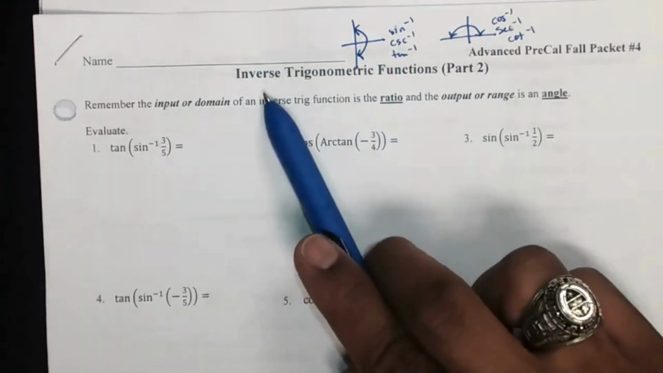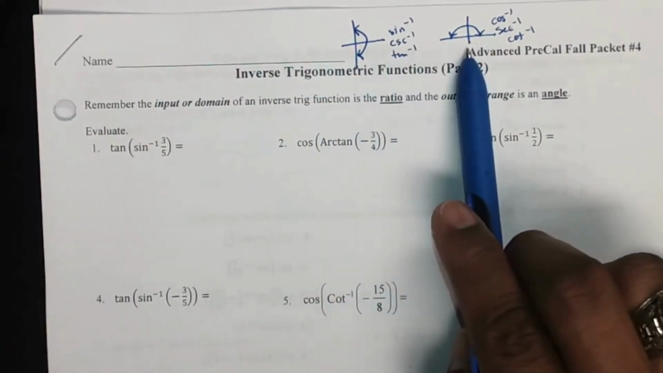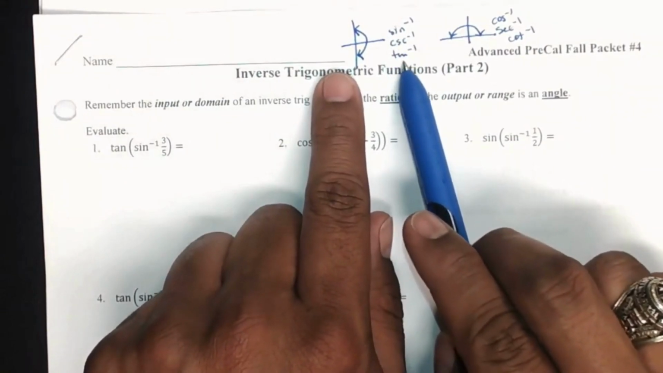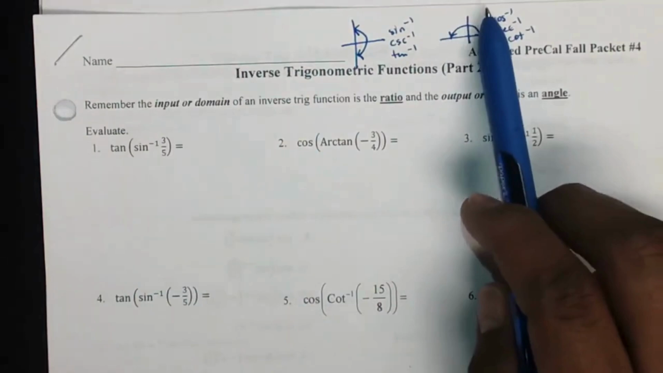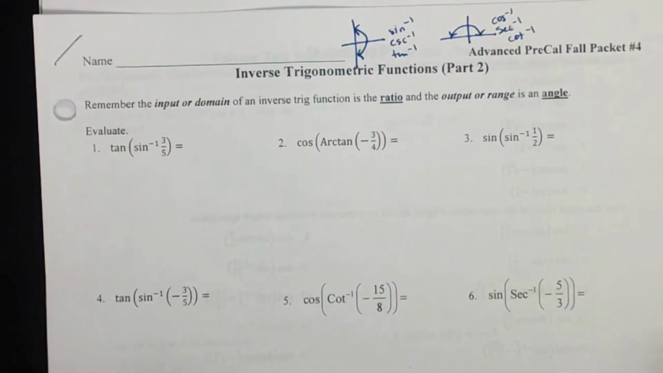So when we talk about inverse functions, I want you to think about your rainbow. Our side rainbow here is sine inverse, cosecant inverse, or tan inverse. And then our top rainbow are cosine inverse, secant inverse, and cotangent inverse. So we're going to use that and not talk about the unit circle, but talk about triangles in the coordinate plane. So it is going to be important which trig function we're talking about and where we put that triangle.